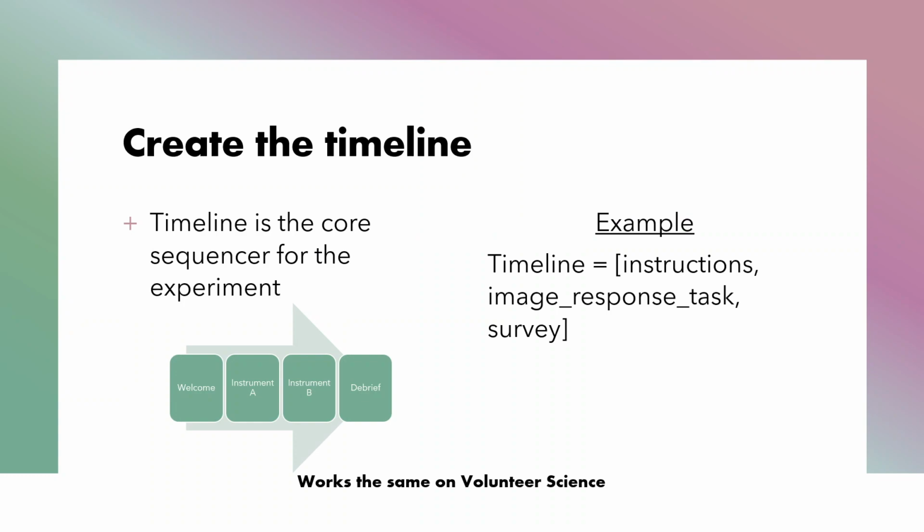This is very easy. There's very little complexity to this. So remember, timeline is this core sequencer that's saying, I'm going to create this task called welcome. I'm going to create a task called instrument A, a task called instrument B, and a task called debrief. And the only thing I need to do in my study is at some point define it as a timeline with a list. So the example on the right-hand side is timeline equals, use these square brackets, because it's JavaScript, that's how you create a list. Square brackets, instructions, image response task, and survey, as this example.